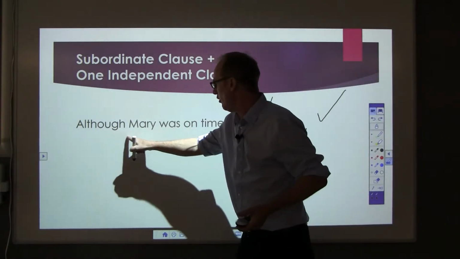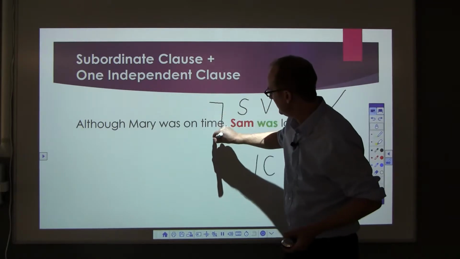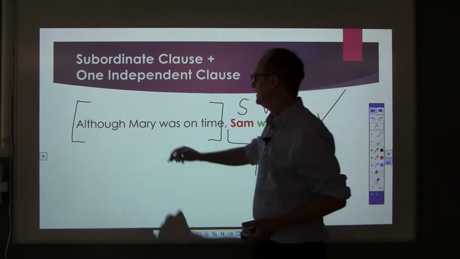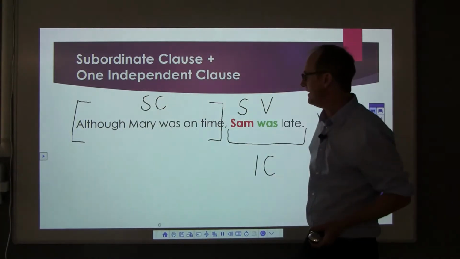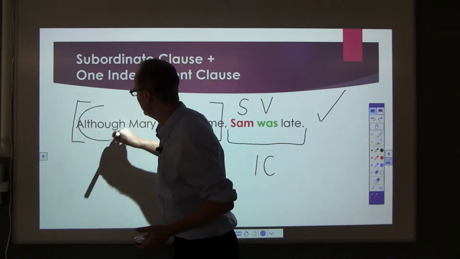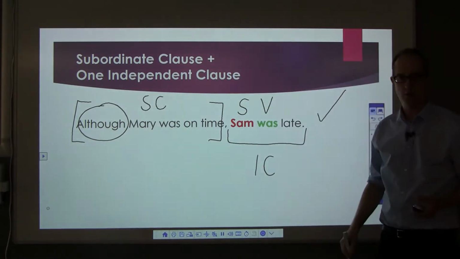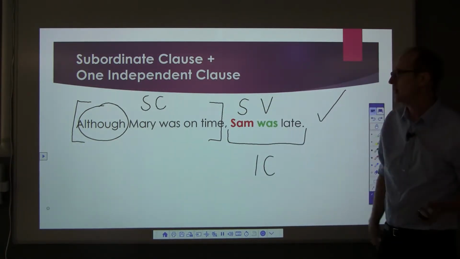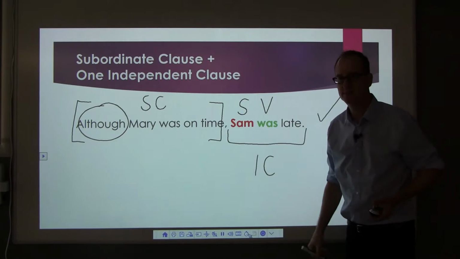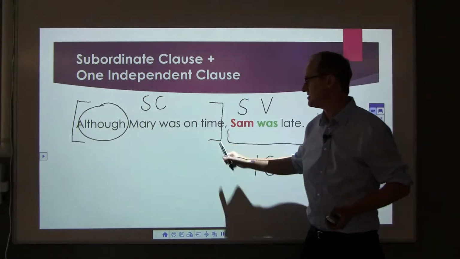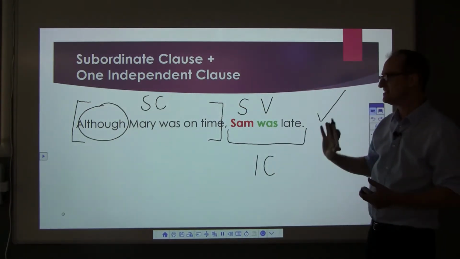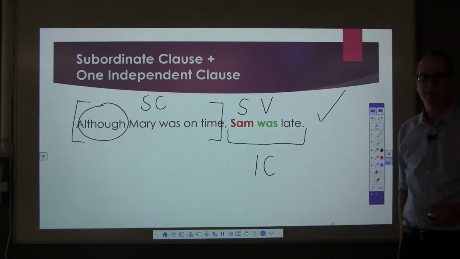Here, although Mary was on time is a modifier. It's a subordinate clause. It cannot stand independently. Okay? So this is a subordinate clause or a modifier, and it can't stand independently. And the reason this is a subordinate clause and can't stand independently is because of that word although. It's called a subordinate conjunction. Okay, if you put a subordinate conjunction like the word although in front of Mary was on time, which was an independent clause on its own, it creates a subordinate clause that can't stand alone. So in this sentence, it's perfectly fine because we only have one independent clause.